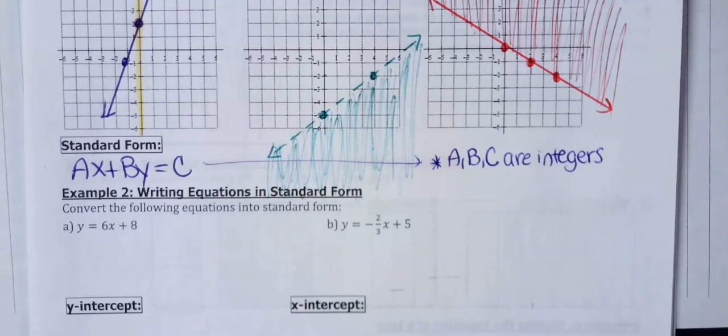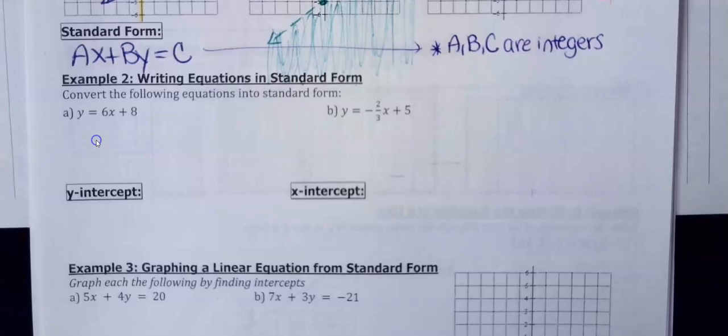All right, so example 2 says, both of these are in slope-intercept form. I have y equals 6x plus 8. I just want to change that to be in standard form. So I want it to resemble that ax plus by equals c. Anybody know how I would do that? If I had y equals 6x plus 8, how would you put it in standard form?